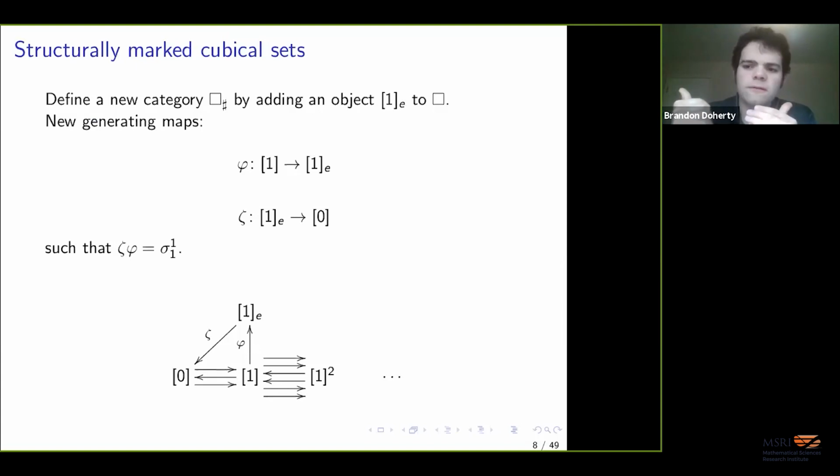Right, so to properly define what marked cubical sets are, we'll go through the construction of structurally marked cubical sets. These are going to be presheaves on a certain category that we'll define. So we define this new category, box lower sharp, by adding a new object to the box category that indexes cubical sets. We call this new object 1 subscript e, and we add a couple of new generating maps to this category. We have a map phi from the object 1 in the box category to 1e, and a map zeta from 1e to 0. And we impose the identity that phi followed by zeta is the degeneracy sigma 1, the unique map in the box category from 1 to 0.